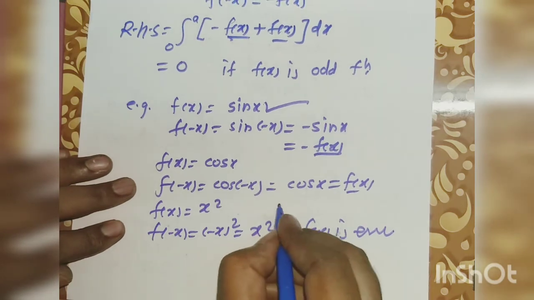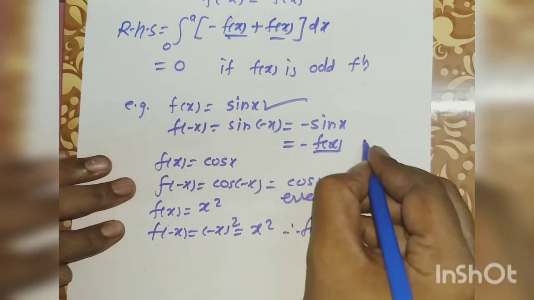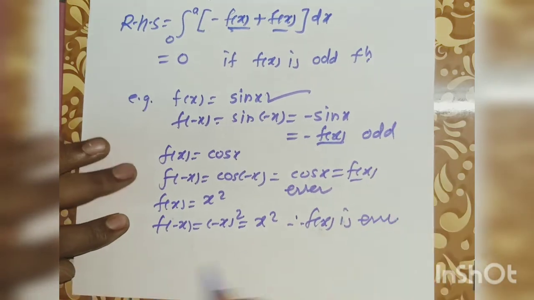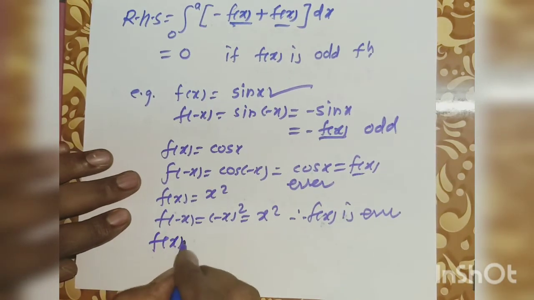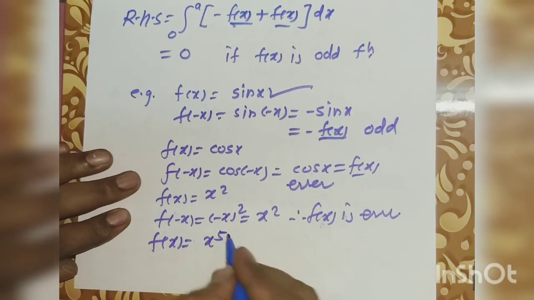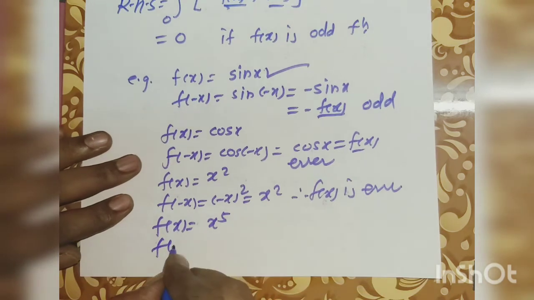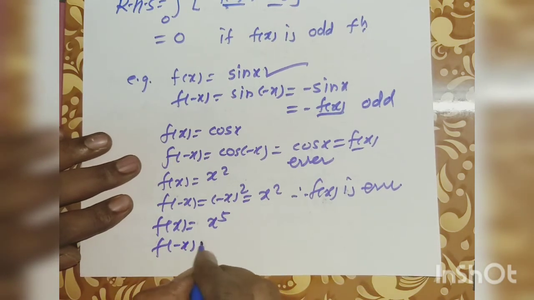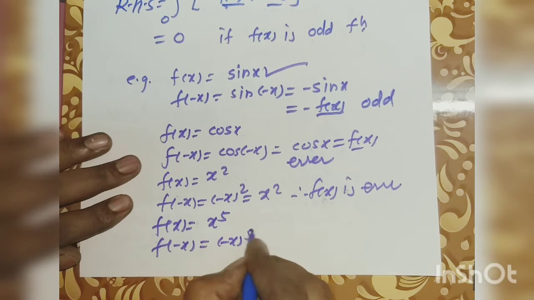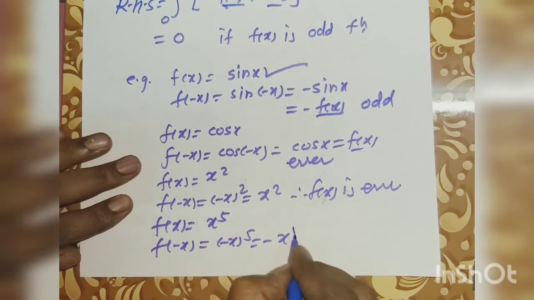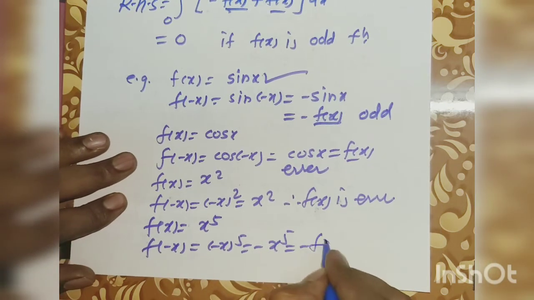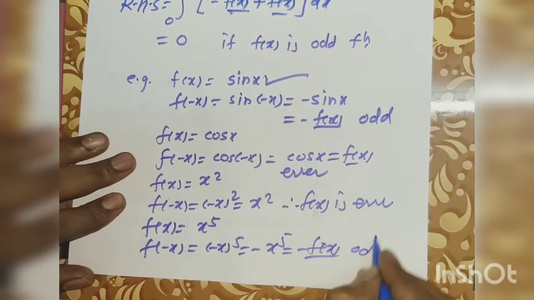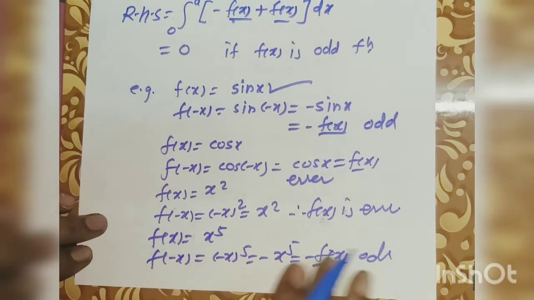Now, even and odd. And f of x is equal to x raised to 5. f of minus x is equal to minus x raised to 5, that is minus f of x, an odd function. In this way, verify first whether the given function is odd or even. Now we take examples depending on these properties.